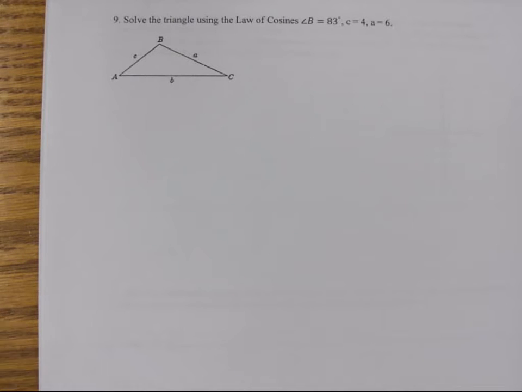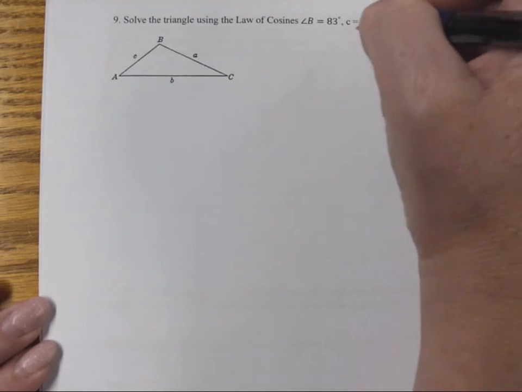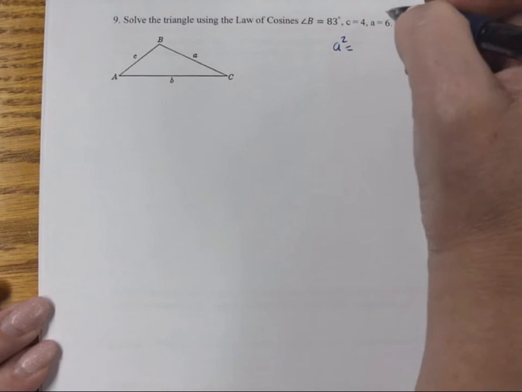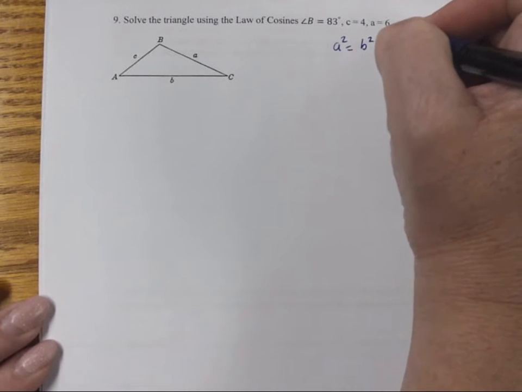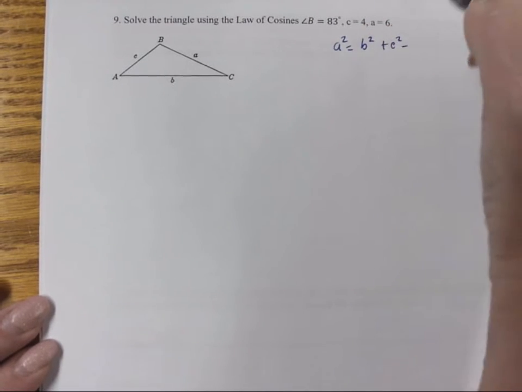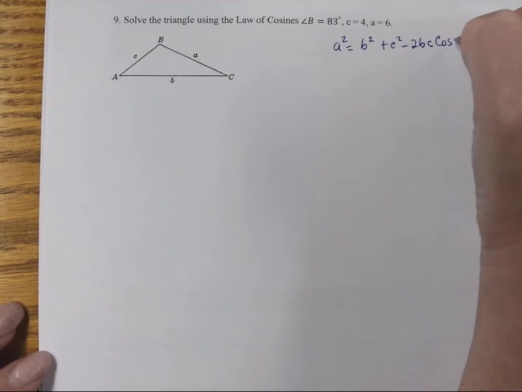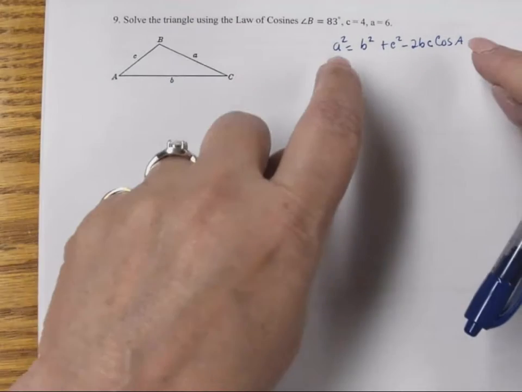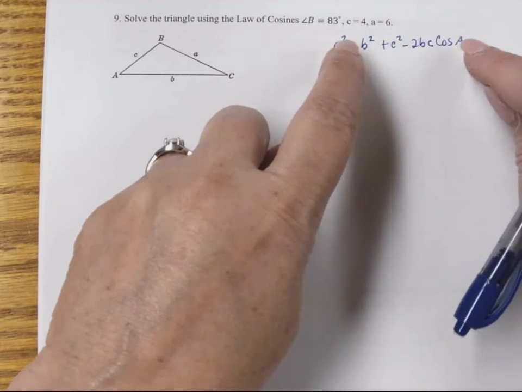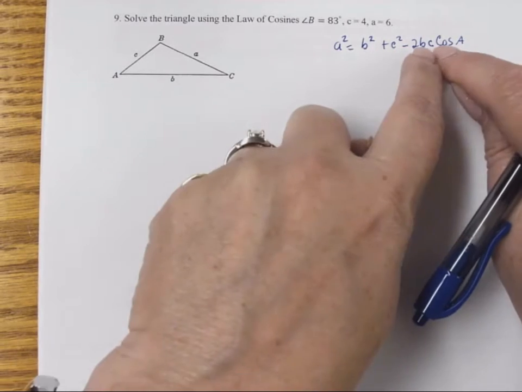All right, so here we are solving a triangle using the law of cosines. The formula for law of cosines is a squared is equal to b squared plus c squared minus 2bc times the cosine of A. Notice that your a's are at both ends, and in the middle you have the b and the c.